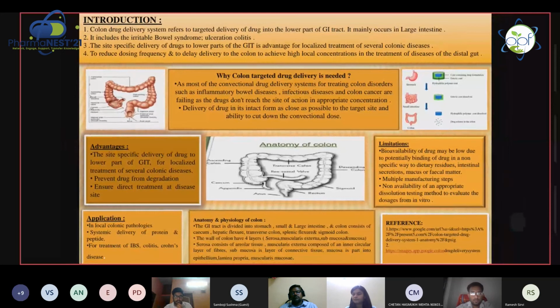And obviously there are some limitations also. The bioavailability of drug may be low due to potential binding of drug in a non-specific way to dietary residue, intestinal secretion, and mucus or fecal matter. There are multiple manufacturing steps, and the main and foremost limitation is the non-availability of an appropriate dissolution testing method to evaluate the dosage form in vitro. Thank you.